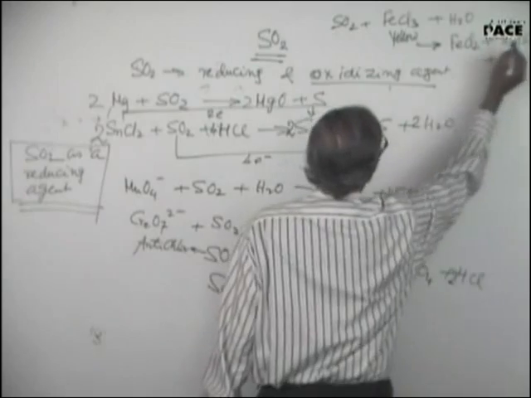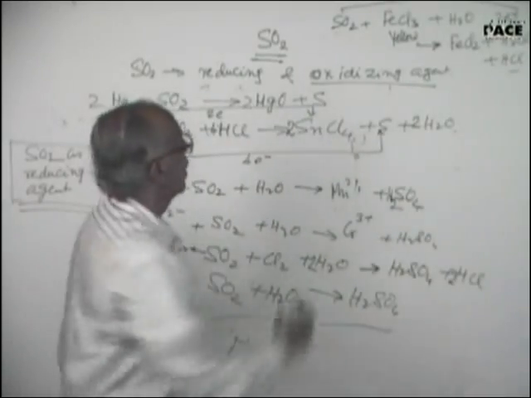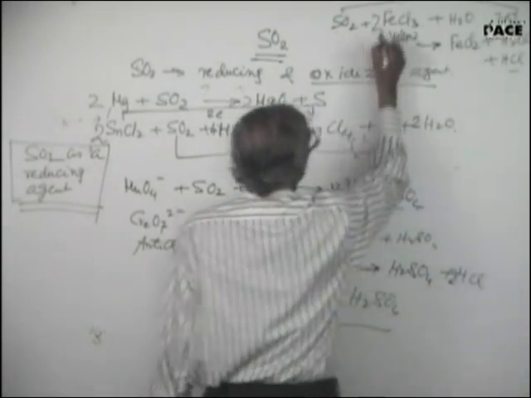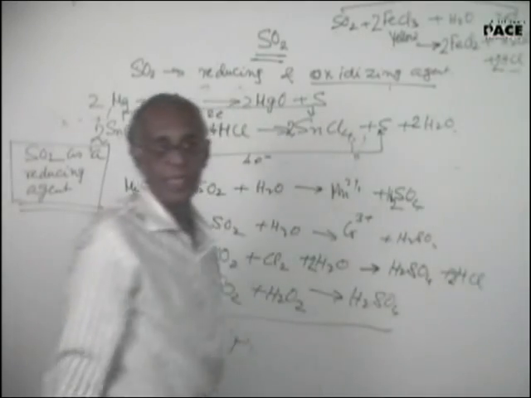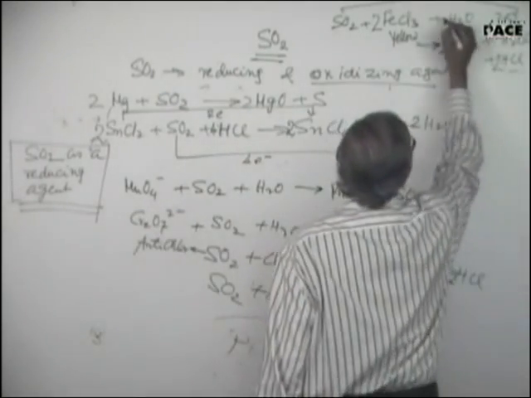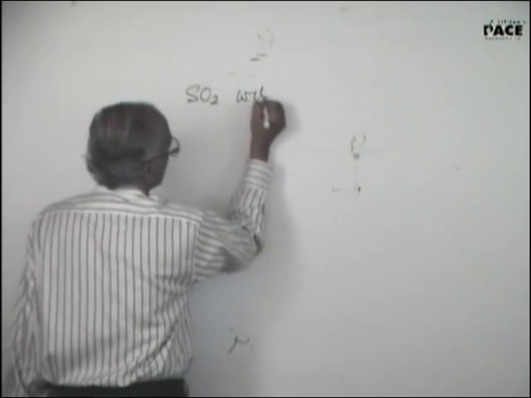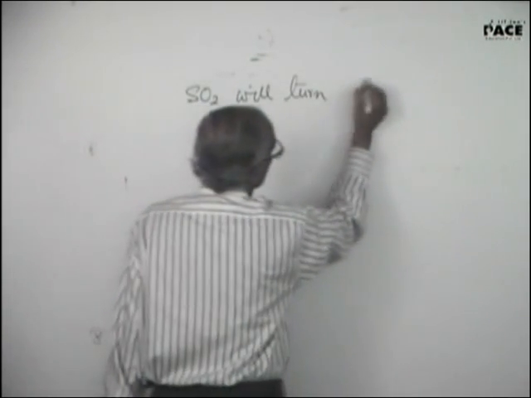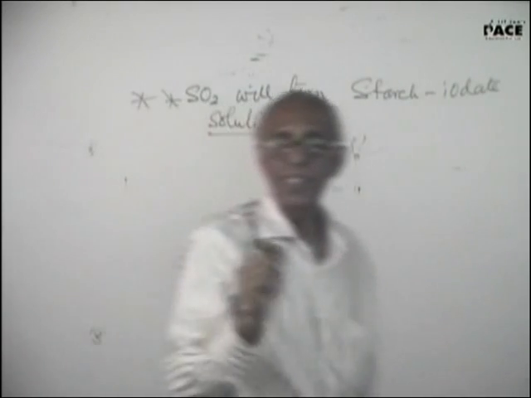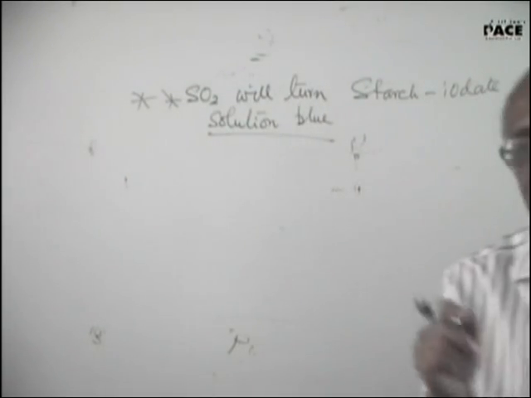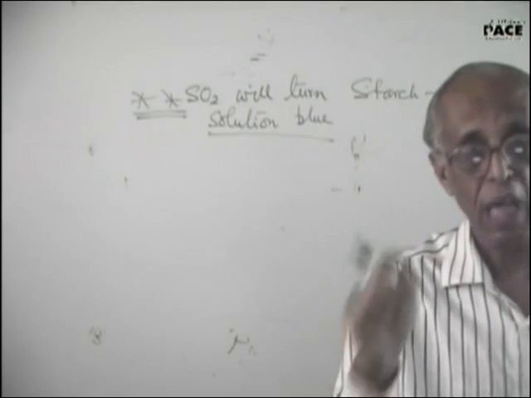Now sulfur dioxide to sulfuric acid is a 2 electron change. Ferric to ferrous is a 1 electron change, so I need 2 moles of ferric chloride to give me 2 moles of ferrous chloride, 2 moles of HCl. Yes. So I need 2 moles of water. Sulfur dioxide will turn starch iodate paper. This is a very characteristic reaction exhibited by sulfur dioxide. It distinguishes sulfur dioxide from H2S.